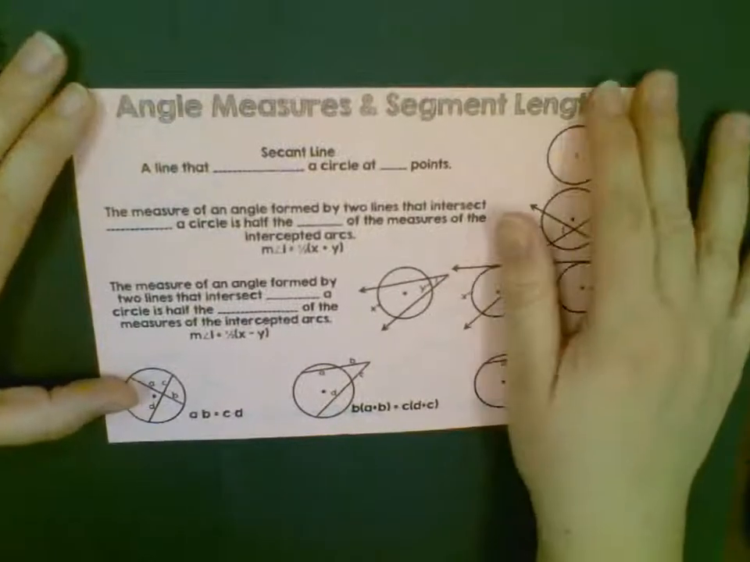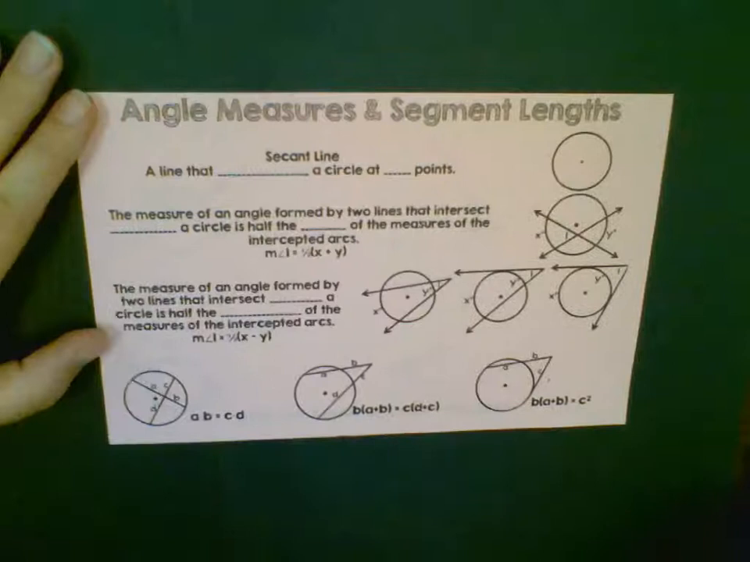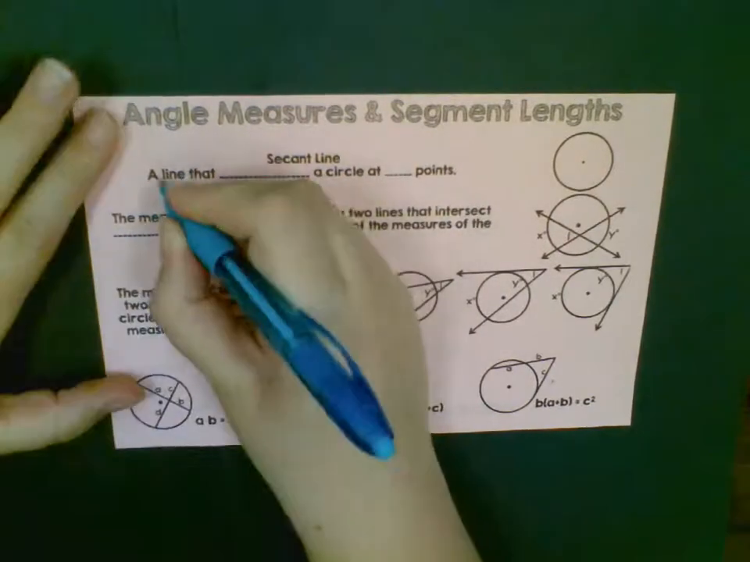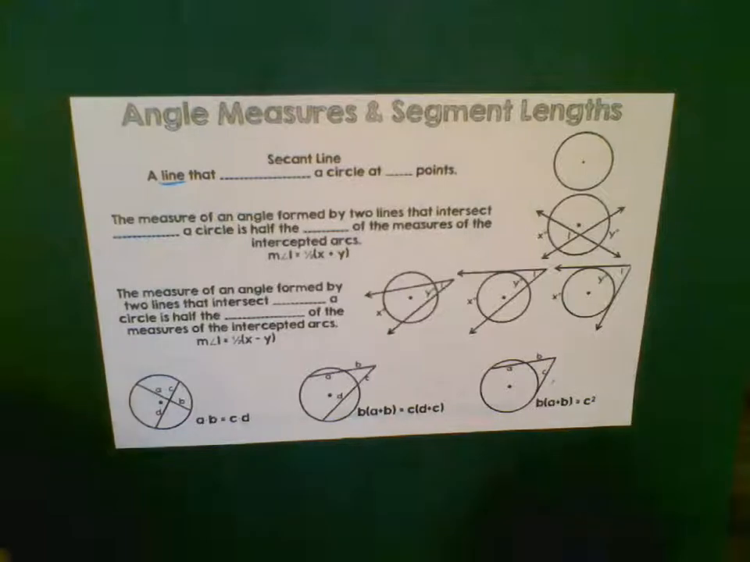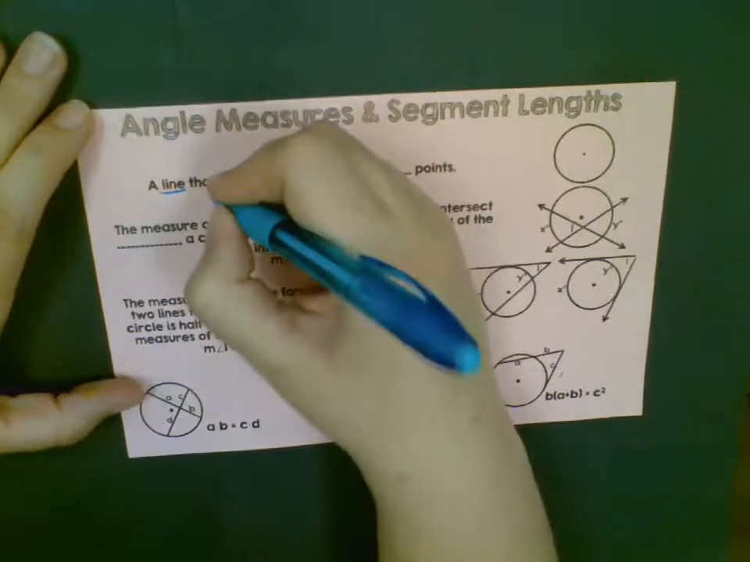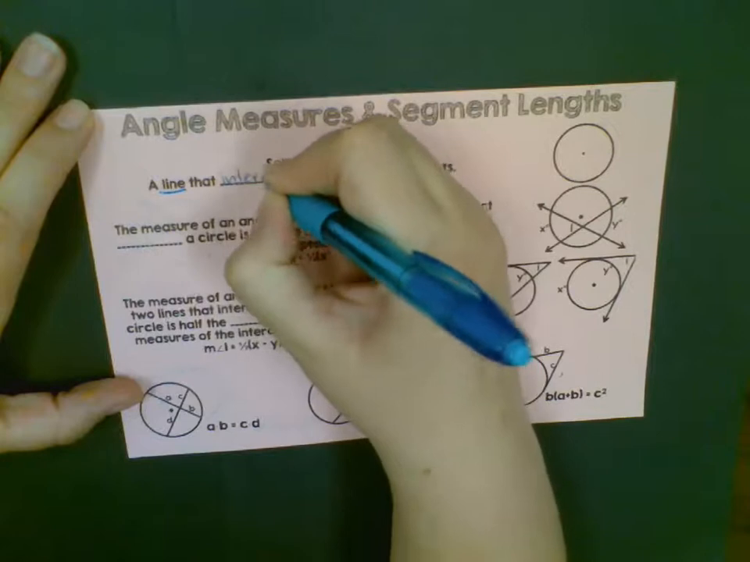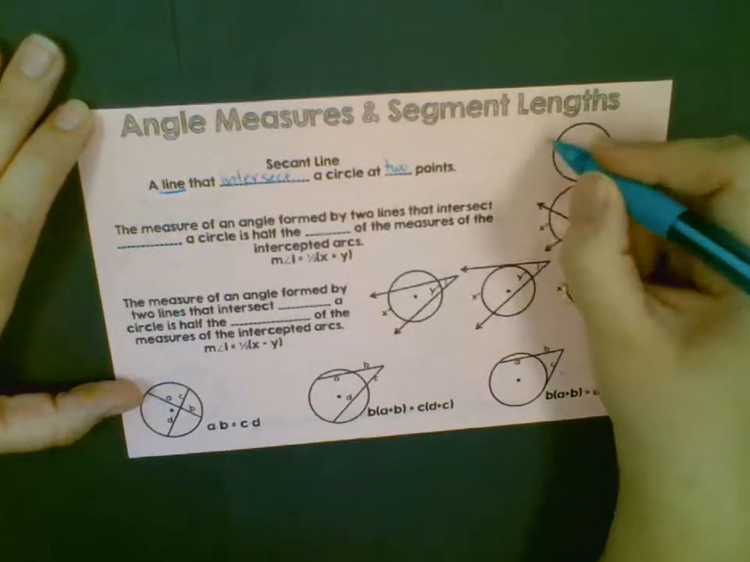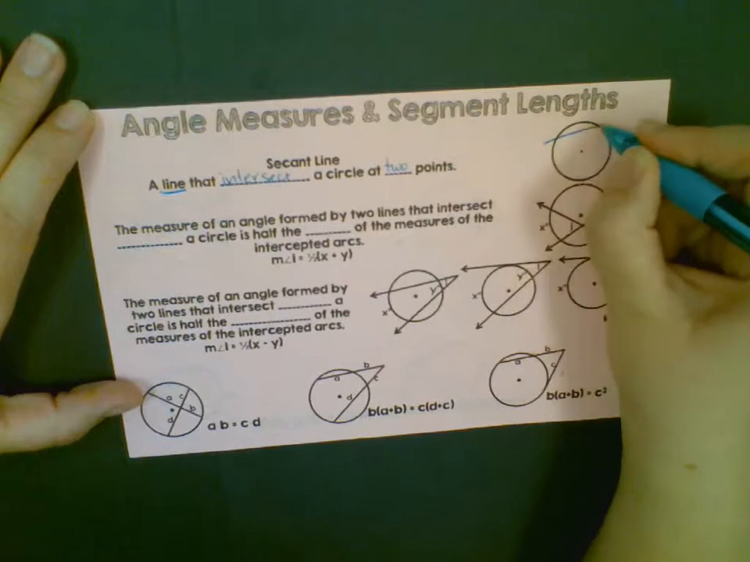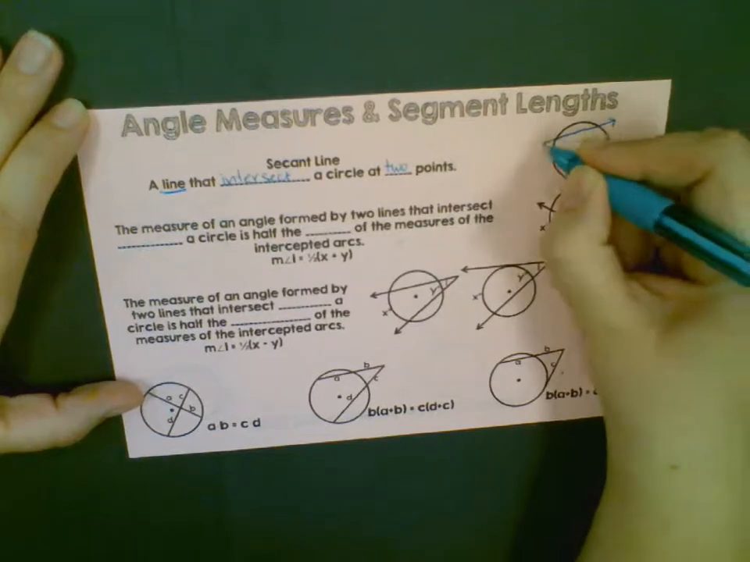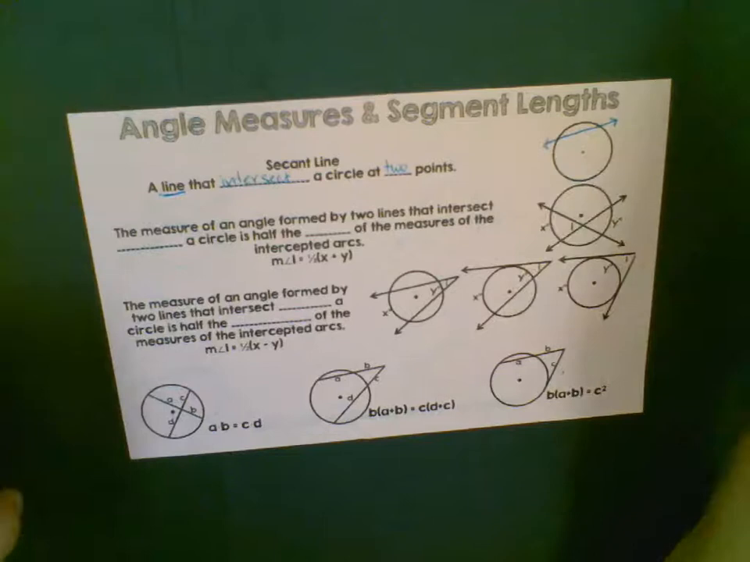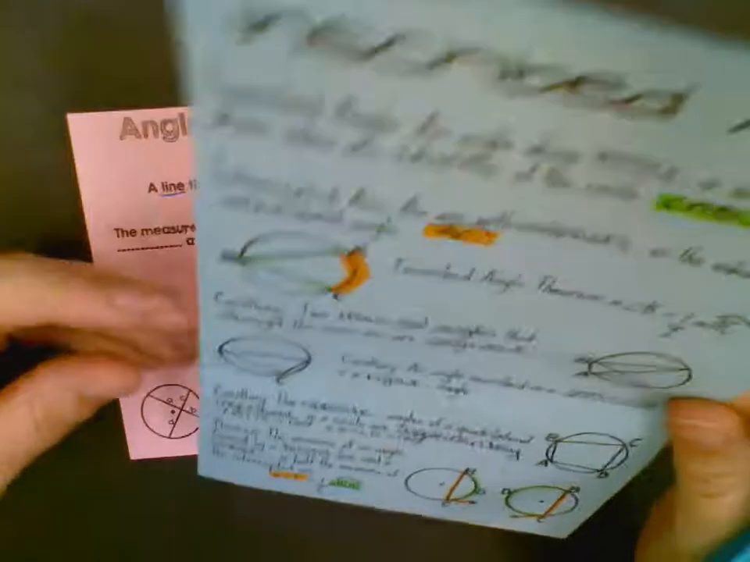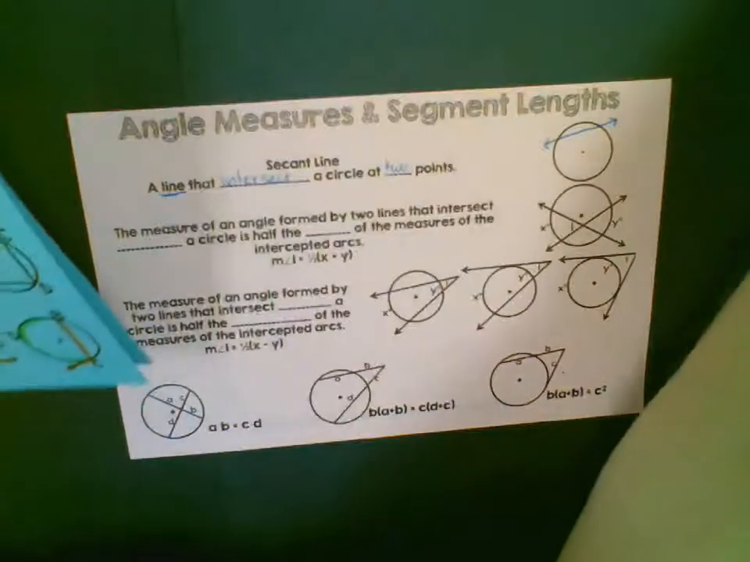So first we have a secant line, and a secant line is a line. Remember, a line has arrows on the ends. It keeps going forever. And it's a line that intersects a circle at 2 points. So that means it's going to keep going through the circle. It's not a segment like a chord was in the one before that.